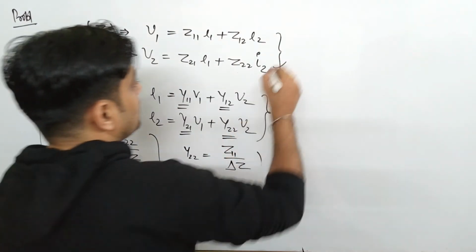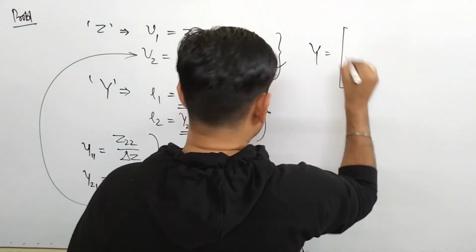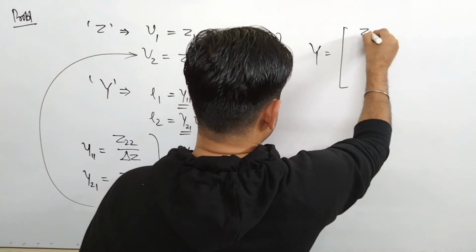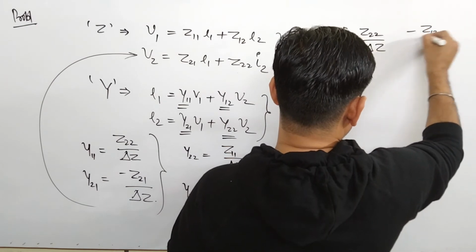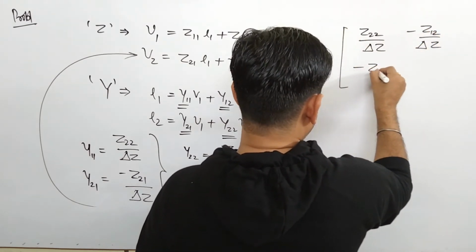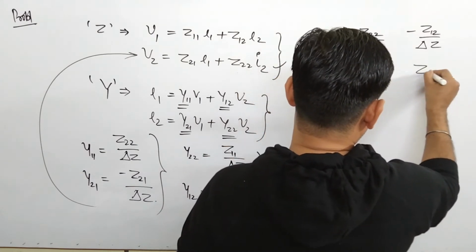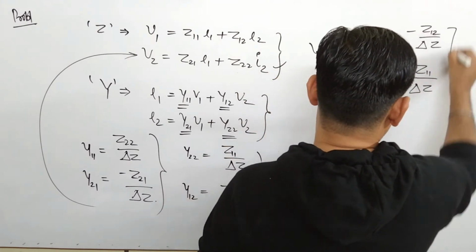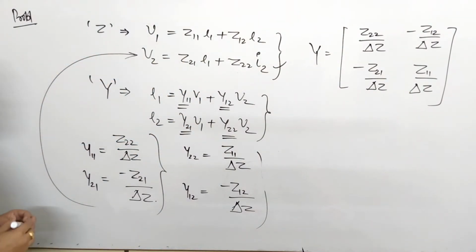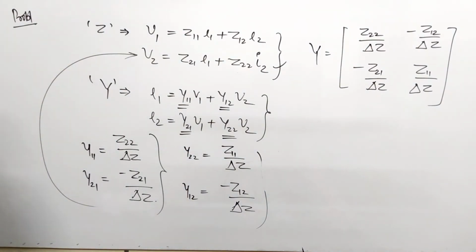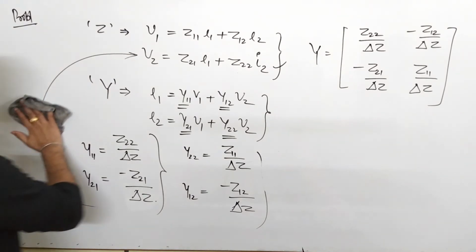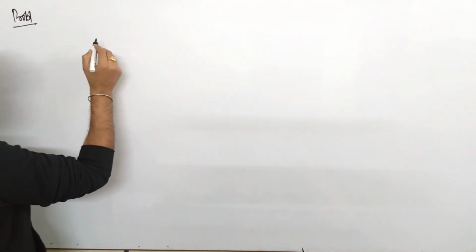From here it is clear that the Y parameters in terms of Z parameters are given by the matrix of y11, y12, y21 and y22. So if you know the Z parameters, by this equation you can directly find the Y parameters. Very important. Now we will see the next conversion.